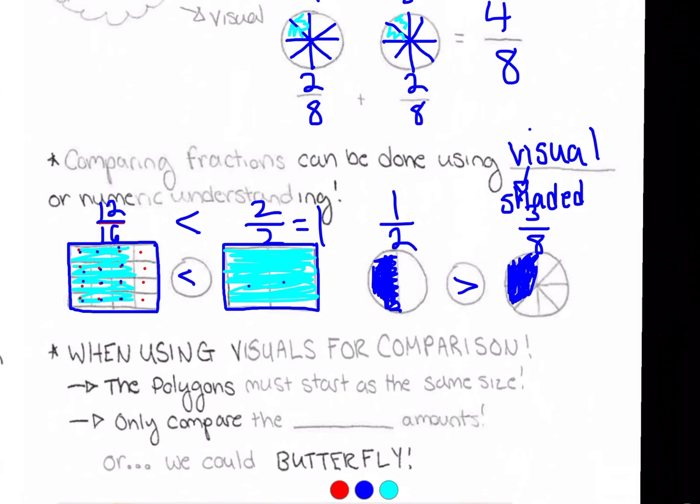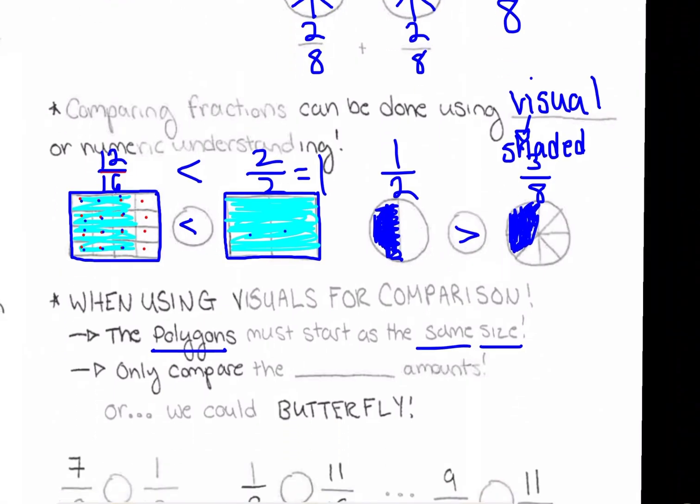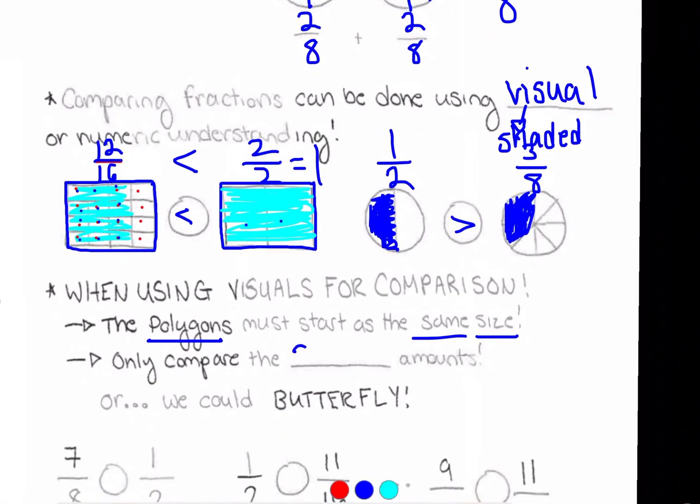Couple things you need to remember is that your polygons, it could be a square, it could be a circle, it could be a rectangle, they have to start the same size. You can't compare a small pizza and a large pizza. And you are only comparing the shaded amounts. Doesn't matter how big or small the pieces are, it matters how much is actually eaten.